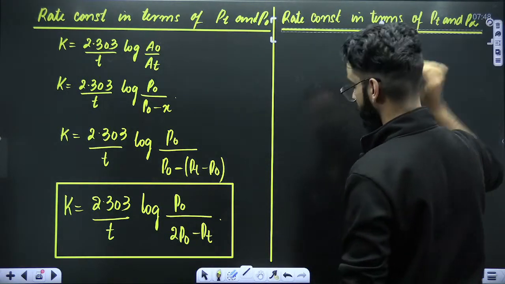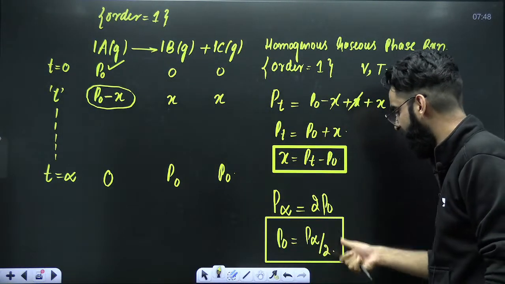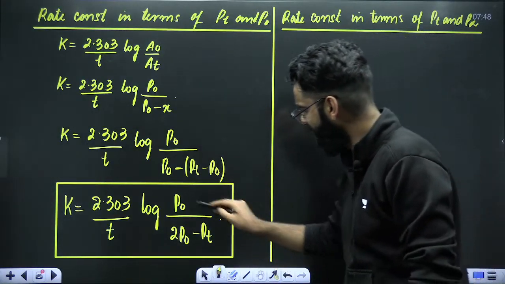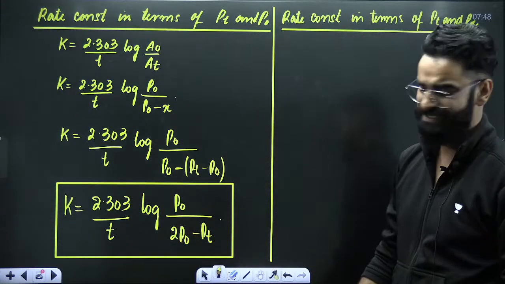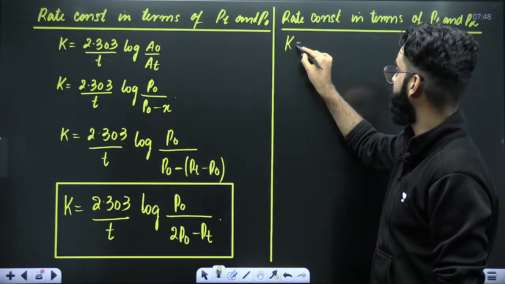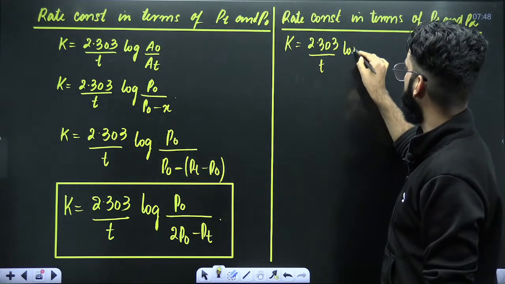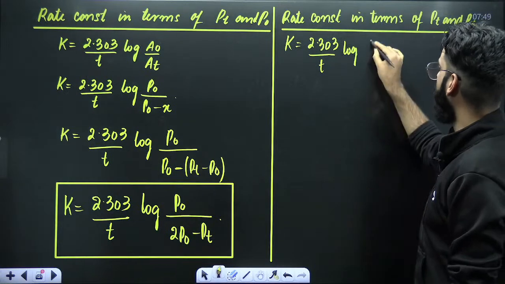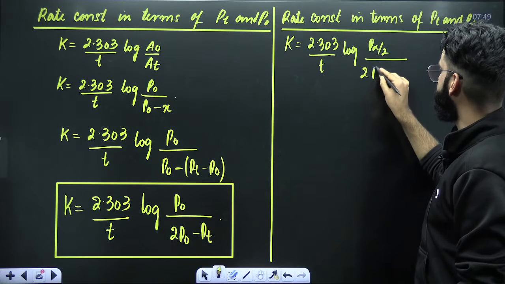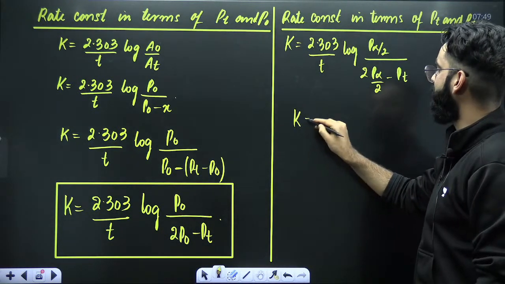Now you can easily check it out. Since I have already told you P naught is equal to P infinite by 2, wherever in this expression you are seeing P naught, just replace the value of P naught by P infinite by 2. So what do I get? I'll be getting K is equal to 2.303 divided by T, the log of, instead of P naught, you'll be writing P infinite divided by 2, whole divided by 2 times, instead of P naught, again P infinite by 2 minus PT.